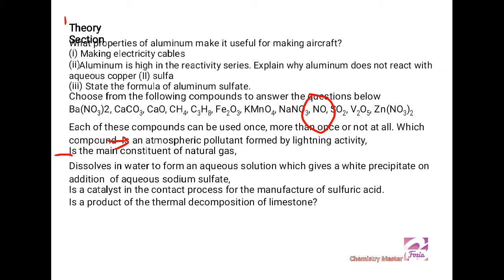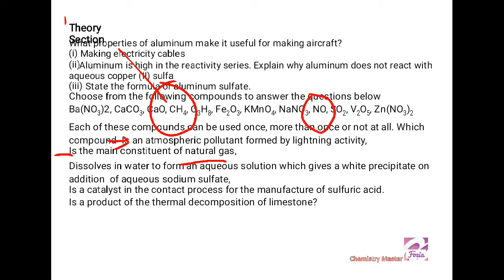Then, the main constituent of natural gas. Most organic compounds are obtained, purified and separated from fossil fuels, and natural gas is a very important, low-cost fossil fuel. Almost 94% of natural gas is methane, with the formula CH4. It is the simplest and smallest organic compound.